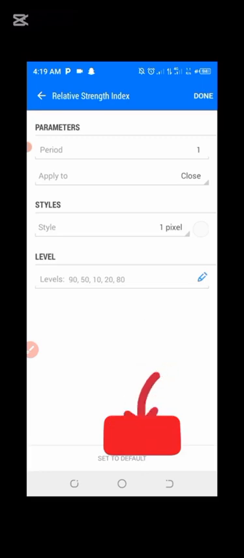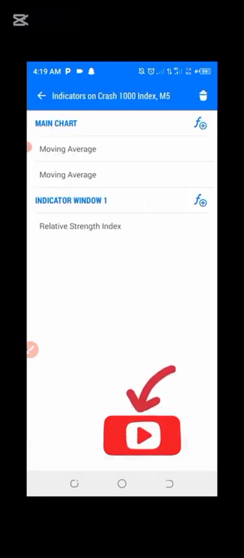I'm not going to be explaining why we have this parameter. You can watch the first video to understand how we got this parameter and why it's very important to use it. I've done a deep dive on this indicator. So the period is 1, apply to close, 1 pixel, and the levels are 90, 50, 10, 20. Once you are done, you click on done, then you click on this F plus.